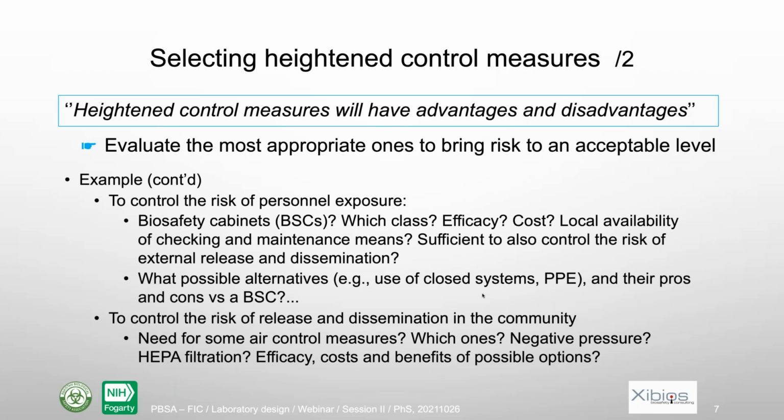And then if we want to control the risk of release and dissemination into the community, we also need to look at the control measures. Are they sufficient to prevent that risk? Do we need to put some additional ones? And then which ones? Negative pressure, for instance, or HEPA filtration. And for that also, we need to look at the efficacy of the measure, but also the cost and benefits of all the possible options. I will give you more detail about that a little bit later.